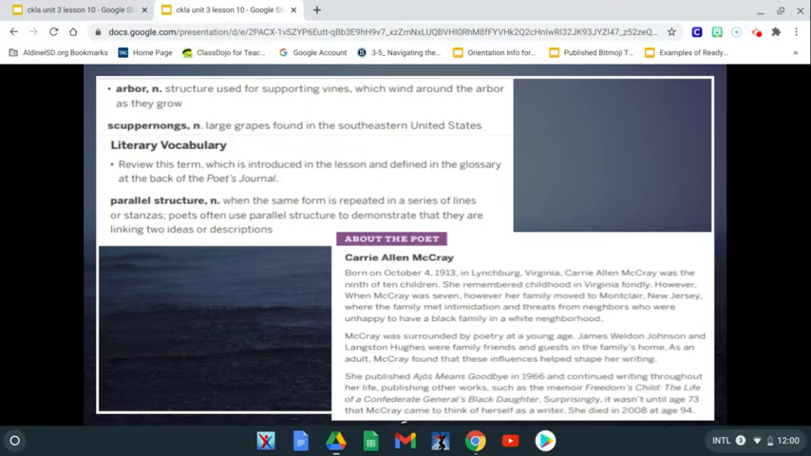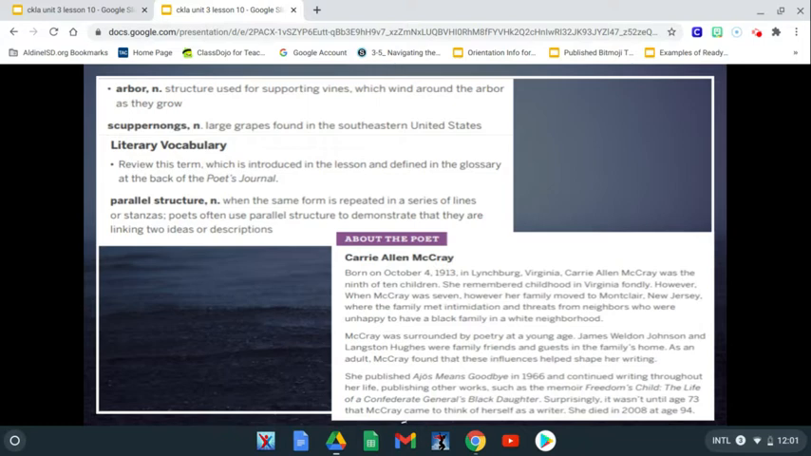Okay, now we have our literary vocabulary. And our literary vocabulary word today is parallel structure. And this means when the same form is repeated in a series of lines or stanzas. Poets often use parallel structure to demonstrate that they are linking two ideas or descriptions. So this is great. Most of the time, they use parallel structure to compare and contrast and to see how things are alike or different.